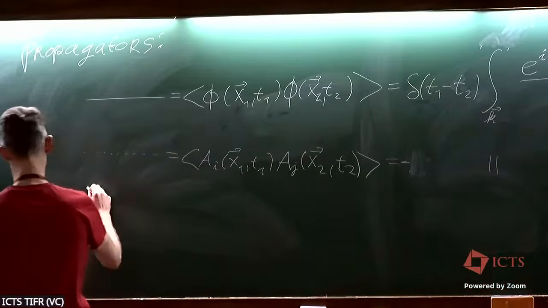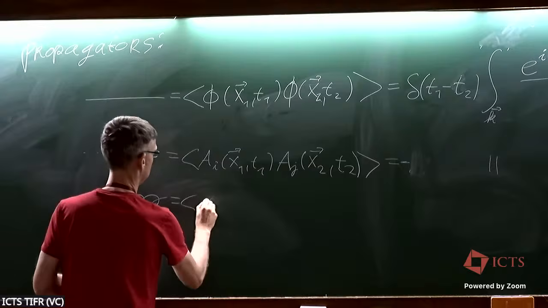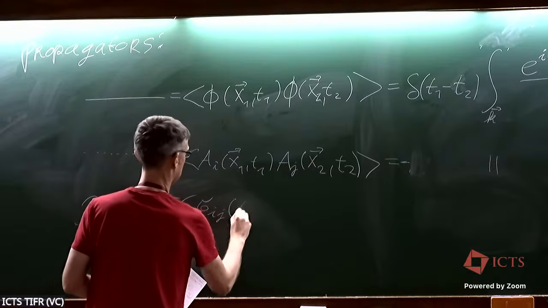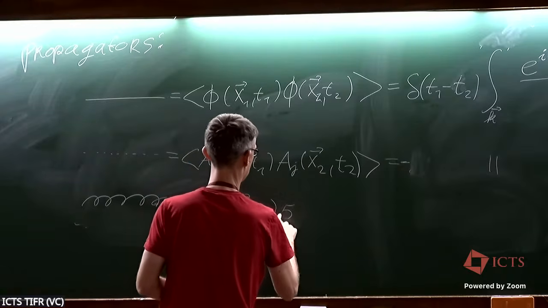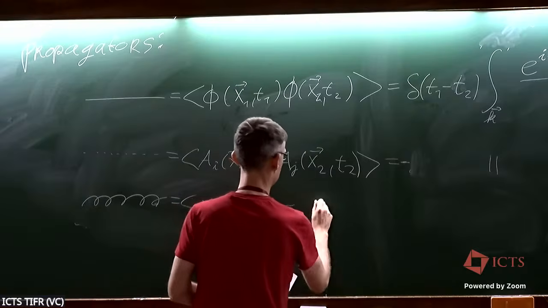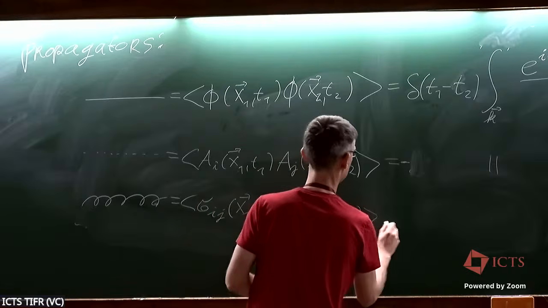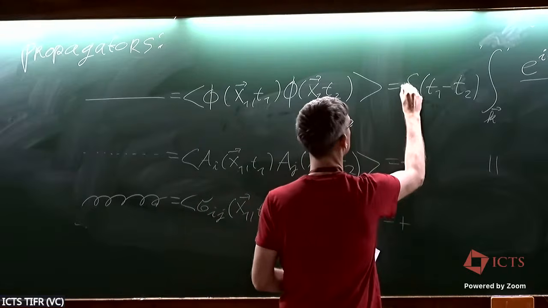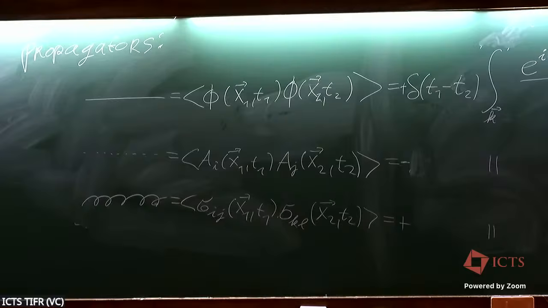And then for the sigma field, let me visualize it like this. Again, it's the same, but with a plus again. But now from the tensor structure, we have this P, I, J, K, L over here. So that's how the propagators look like.